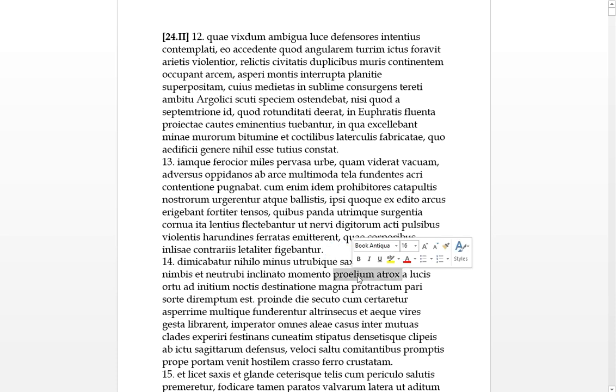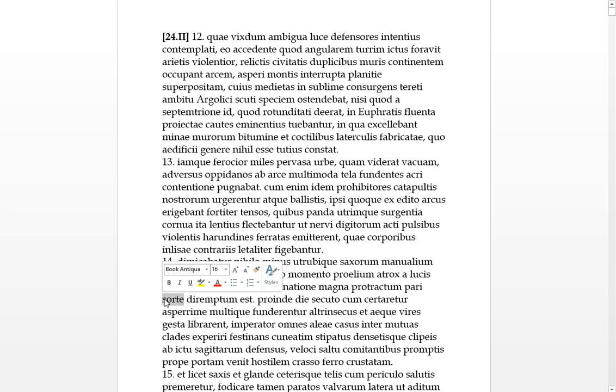It was an atrox proelium, it was a fierce battle, a lucis ortu, from the rising of the sun, ad initium, to the beginning, noctis, of night. Destinatione, magna protractum, so it was a great drawn out battle, going from light to dark. Pari means equally, sortes its lot, or the fate of it. Dirimptum, that's when it was finished. It's finished here at initium noctis. Okay, that was fun.